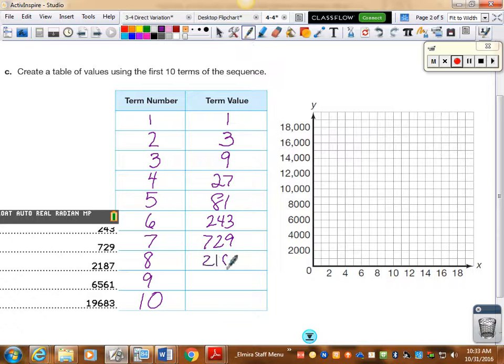729, 2187, 6,561, 19,683. That's a little shortcut there for you. Okay.